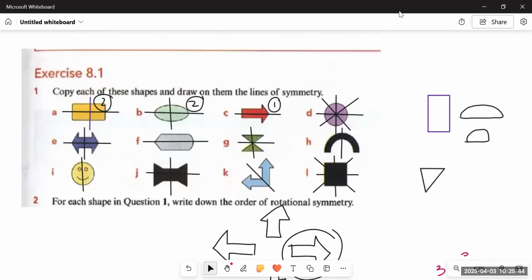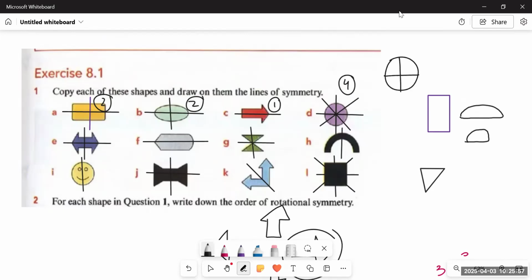Then if we talk about this circle, it will have order 4 rotational symmetry. Why? Because every time I revolve it by 90 degrees, it will look the same, because it has two lines dividing it into 4 equal quarters. So if I rotate it 90 degrees, again it will look the same. When I rotate it 180 degrees, it will look the same. When I rotate it further, it will look the same. And at the end, it also looks the same. So the order of rotational symmetry would be 4.